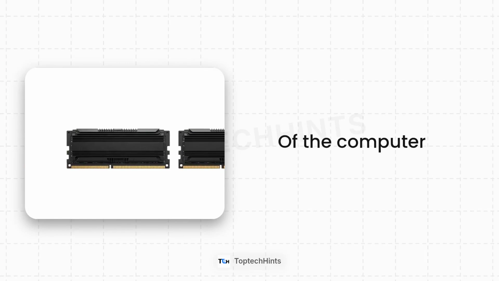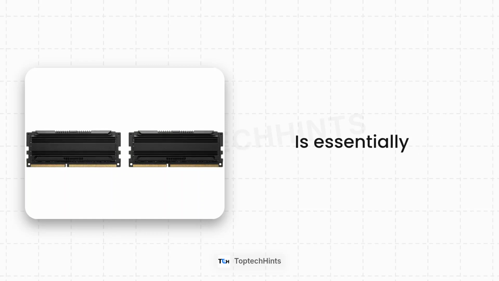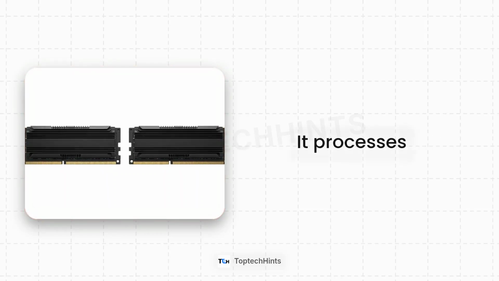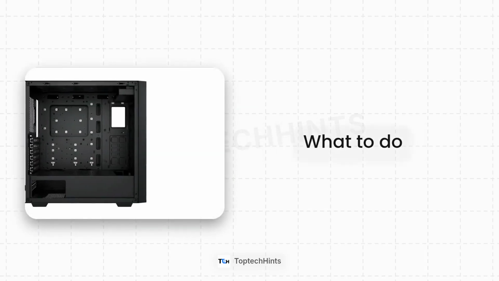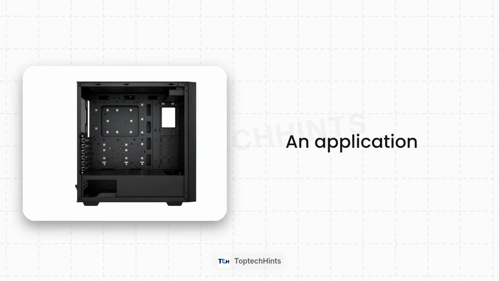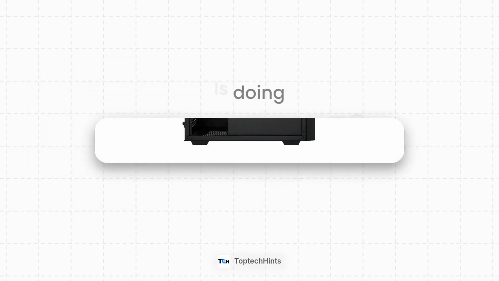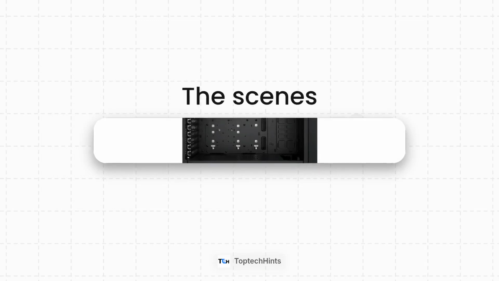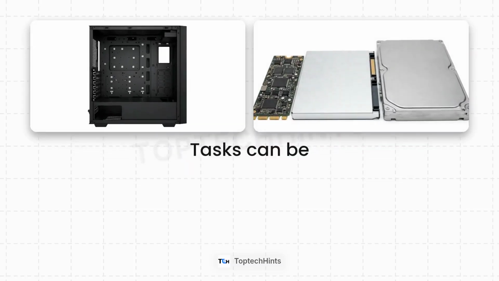Number 1, CPU. The CPU, or Central Processing Unit, is essentially the brain of your PC. It processes instructions, performs calculations, and tells other components what to do. Every time you open an application, browse the web, launch a game, or edit a document, your CPU is doing work behind the scenes. Think of it like a chef in a busy restaurant. The better the chef, the more tasks can be handled quickly.